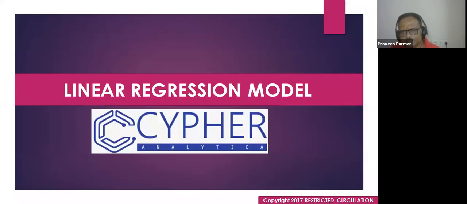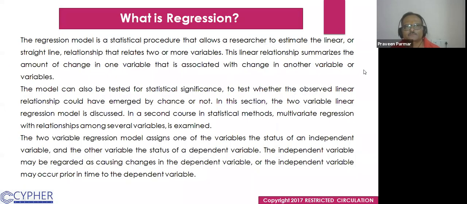Linear regression. A linear regression model is a statistical procedure that allows a researcher to estimate the linear, or straight line, relationship that relates two or more variables. Okay, we see a straight line relationship here because it is linear regression.